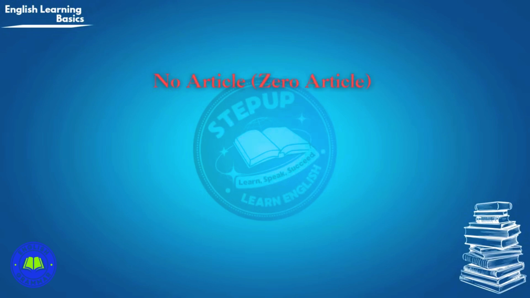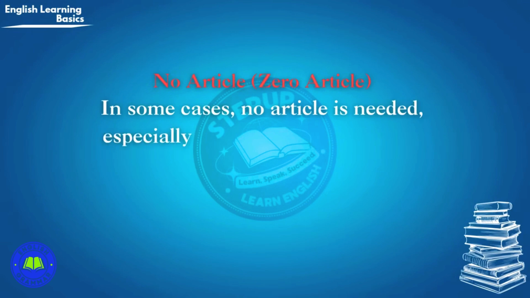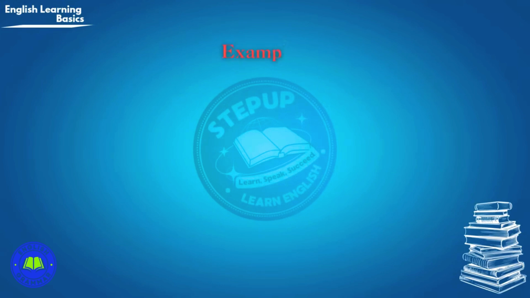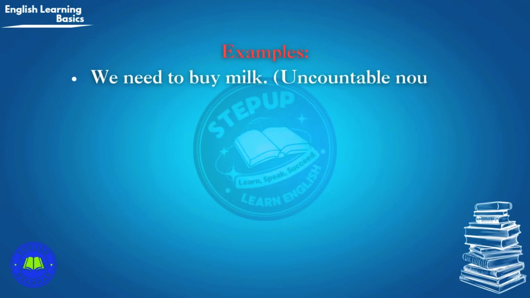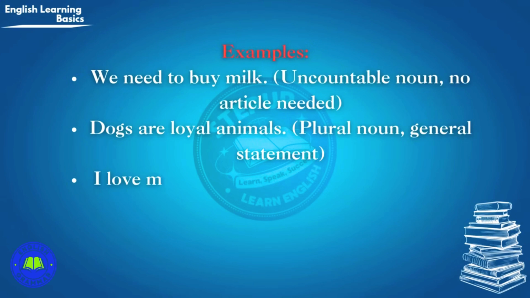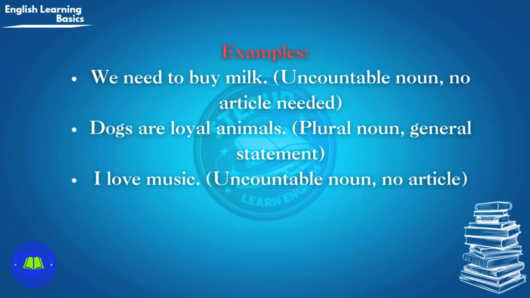No article, zero article. In some cases, no article is needed, especially with uncountable nouns and plural nouns when talking in general terms. Examples: we need to buy milk. Uncountable noun, no article needed. Dogs are loyal animals. Plural noun, general statement. I love music. Uncountable noun, no article.